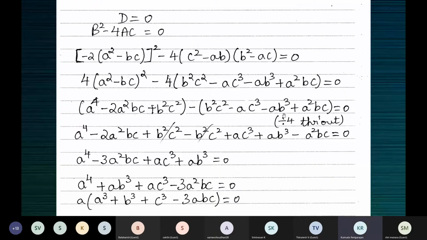Then divide throughout by 4. Divide this term by 4. Divide this term by 4. So 4 and 4 cancel, and you're left with this. Expand it, we get this. Expand this, x minus y the whole square. Expand it.